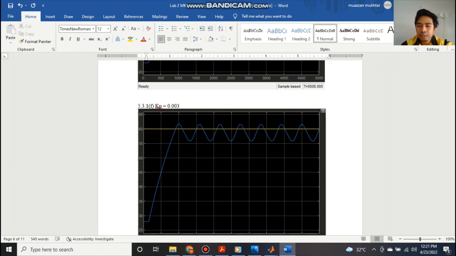to reduce the system steady state error. The steady state error of the system decreases as the proportional gain factor KP increases.